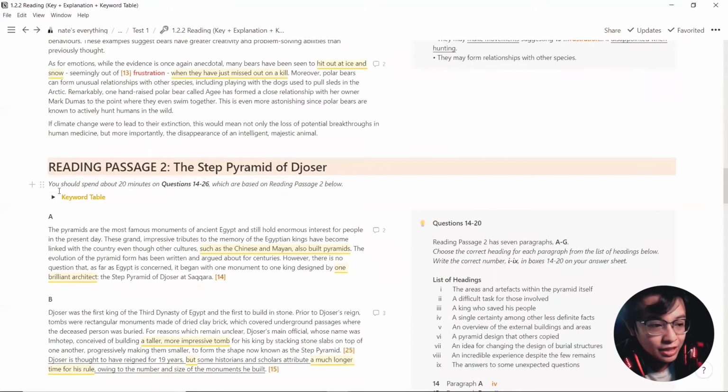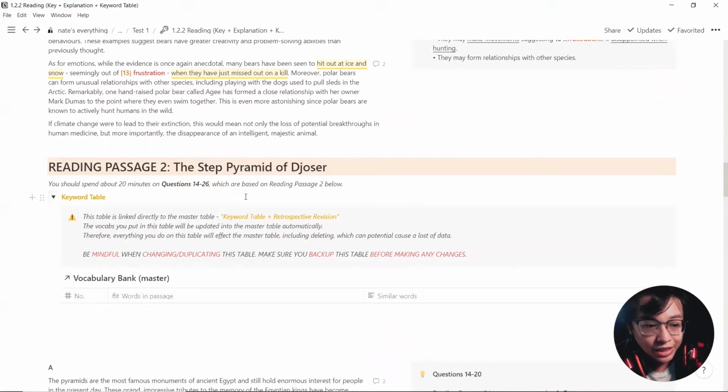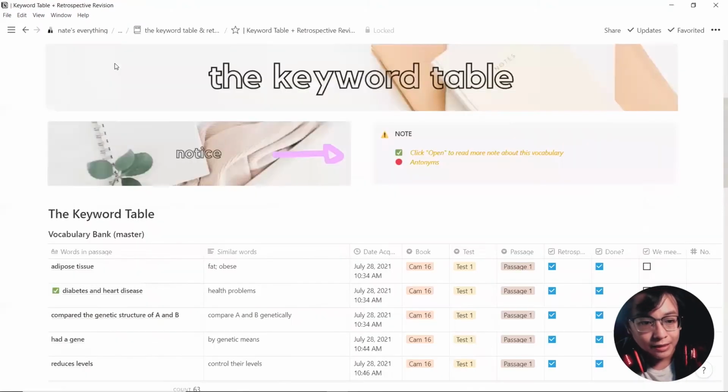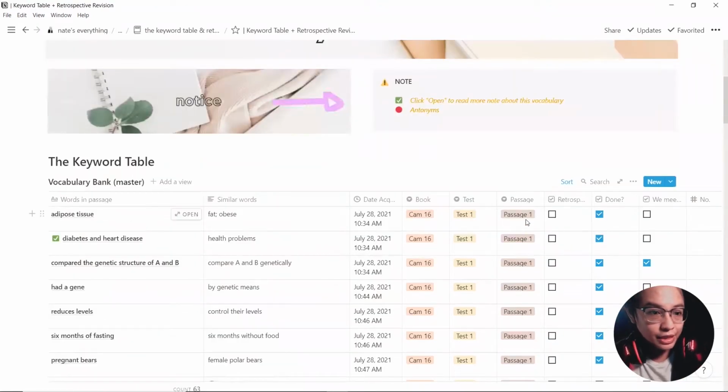So every single passage that I read, I will have a keyword table like this. And the good thing about Notion is you can relate tables together and create a master table. So I will show you what a master table would look like. All right, so here's the master keyword table.